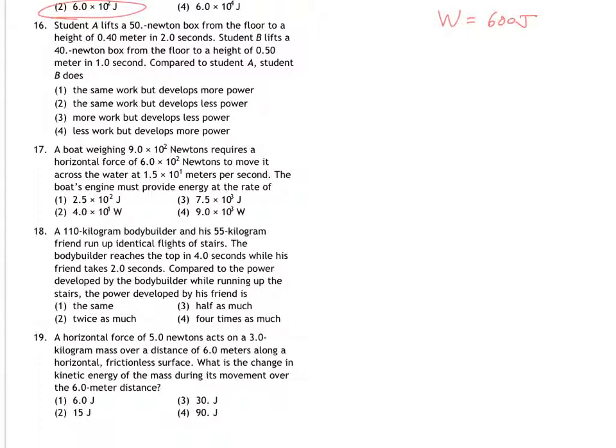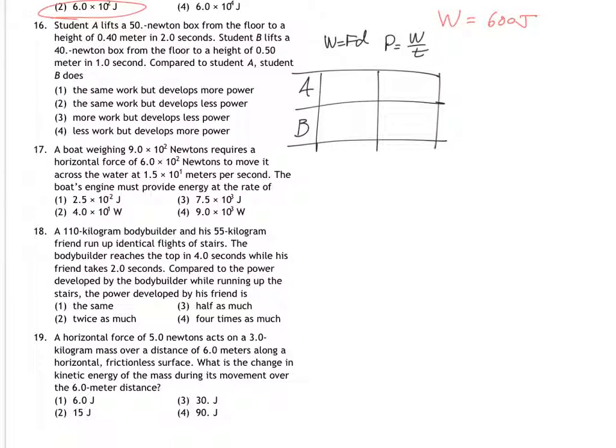Okay, they're asking us about work and power, so let's solve for both. So I set up a little table. We have force times distance for work. We have work over time for power. And I'm going to go ahead and do the work equation for A and for B. So for A, we have a 50 Newton box and 0.4 meters, and for B, we have a 40 Newton box and 0.5 meters. I've discovered that both answers are 20 joules. So I know that it could not be choice 3 and it could not be choice 4.